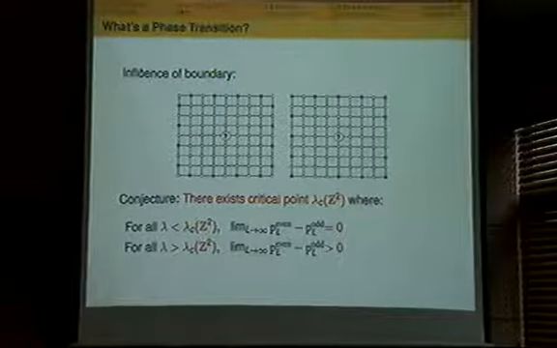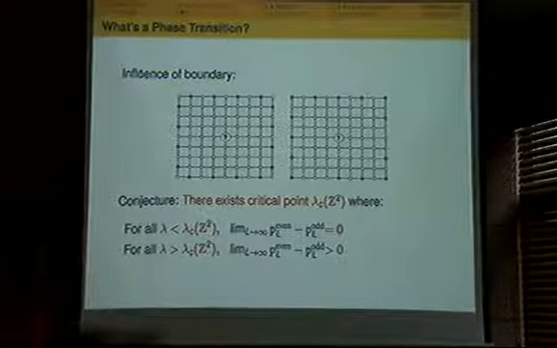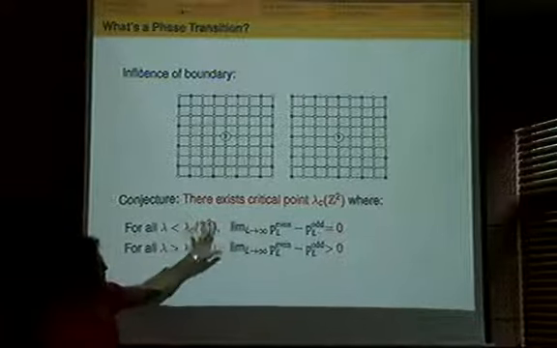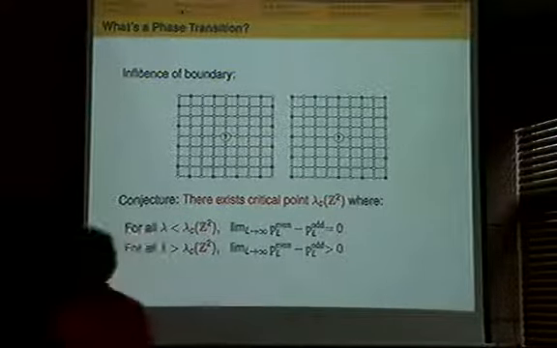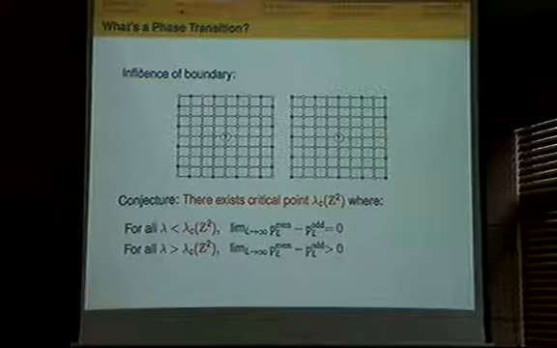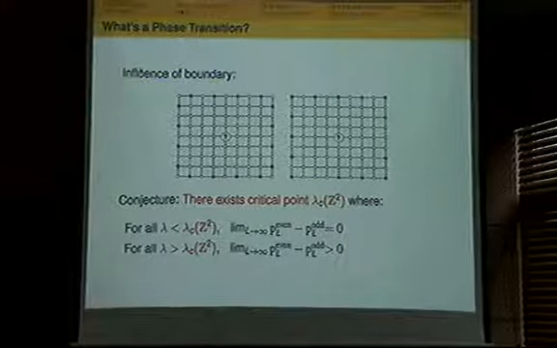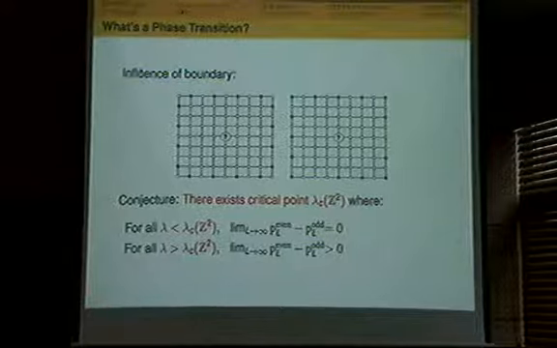Okay, so the belief is that there's a critical point, and below that, the influence dies off, and above that point, the influence persists. You can ask this on the grid. You can ask this on the tree. You can do the same thing.